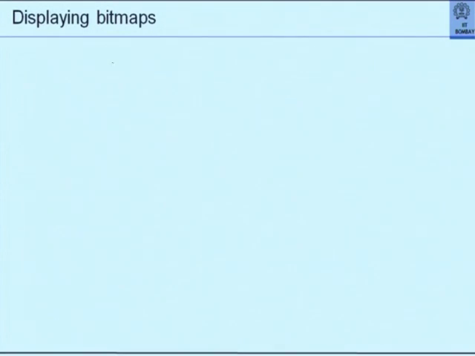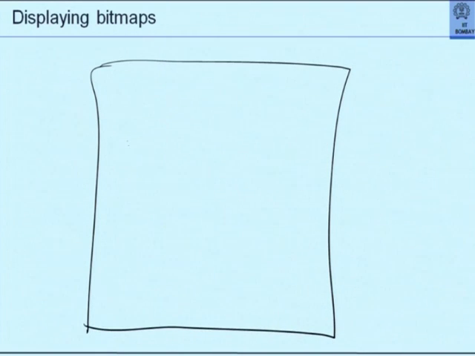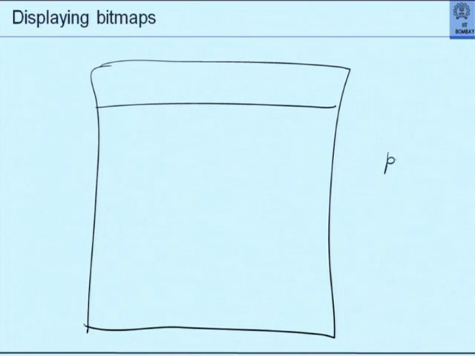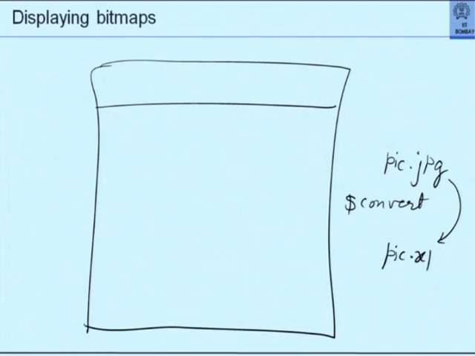How do I display bitmaps? This is my window. And I have a photograph. Now, photograph will be in a file. So let us say I have a file called pic.jpg. Agreed? This is the most common file I will have from any digital photograph. First, I will have to use a convert utility, which is part of this program, and get this file converted into pic.xpm. XPM is a file format with which the EzWindows can deal with. So EzWindows has a member function which says load a bitmap with this file.